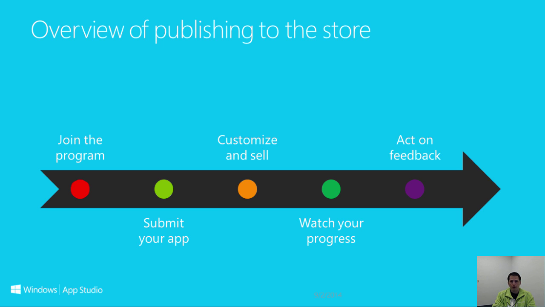Once you've set up your developer account and your app is completed, you can begin the submission process. You'll reserve a name, submit the app, and it will be tested to ensure it complies with the certification requirements. When your app has cleared the certification process, you can begin marketing it by establishing your pricing, markets, and adding in-app advertising if you wish.